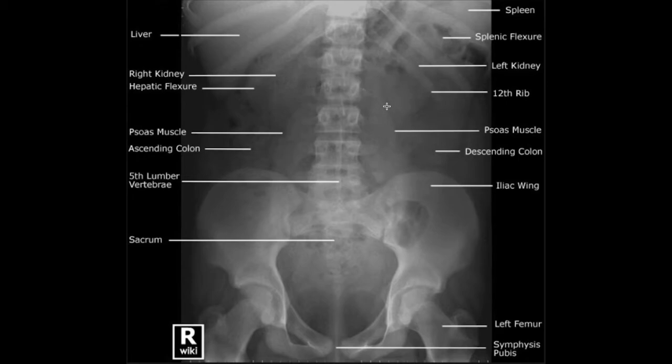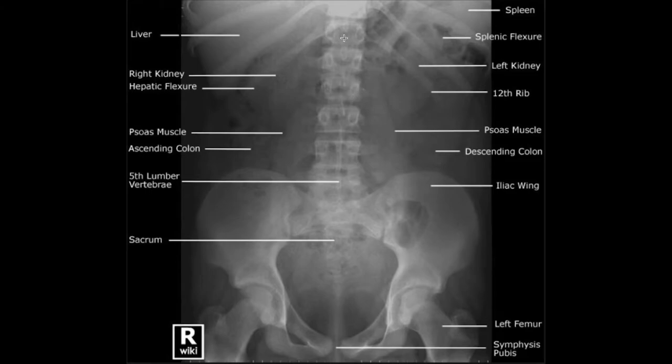It inserts right here. This is the psoas part of the iliopsoas muscle. The iliopsoas muscle extends all the way down. This is the iliac part, and this is the psoas part, forming the large iliopsoas muscle. But the psoas muscle only starts from here and extends all the way right here. Okay, so this is the psoas muscle. As I said, it's an important landmark to locating the kidney.